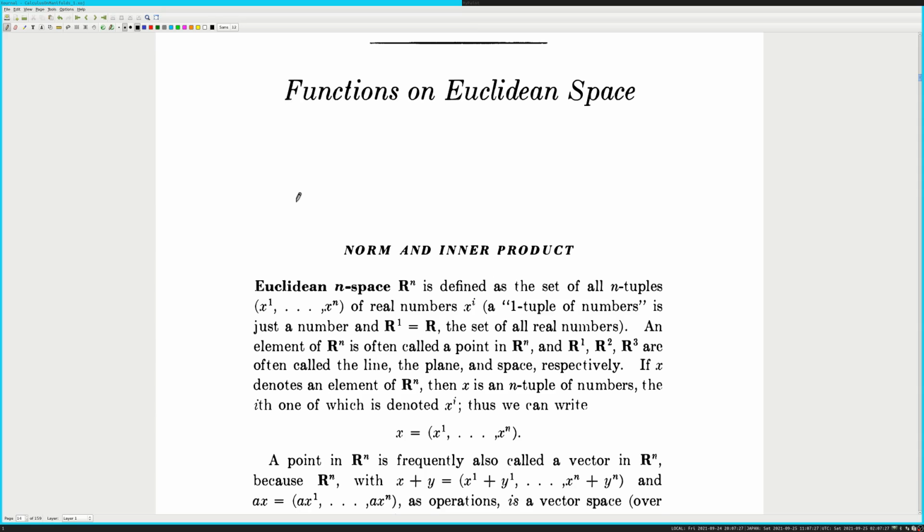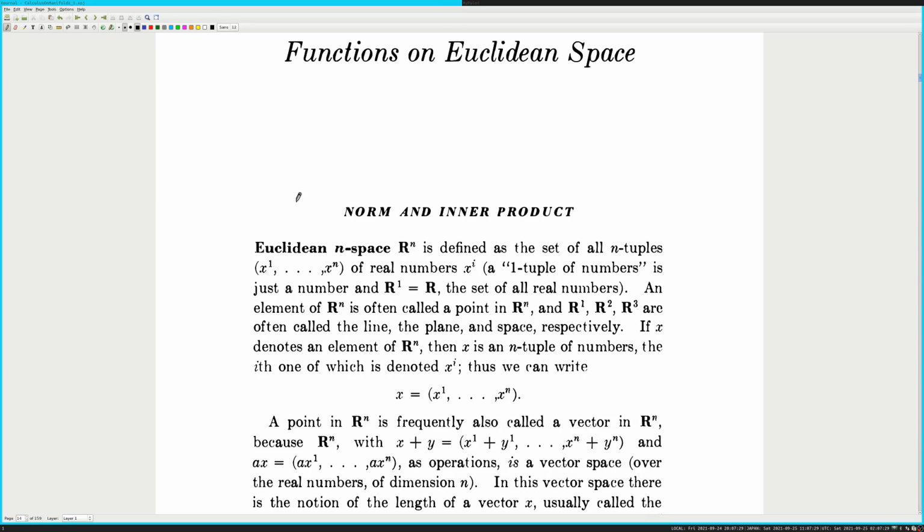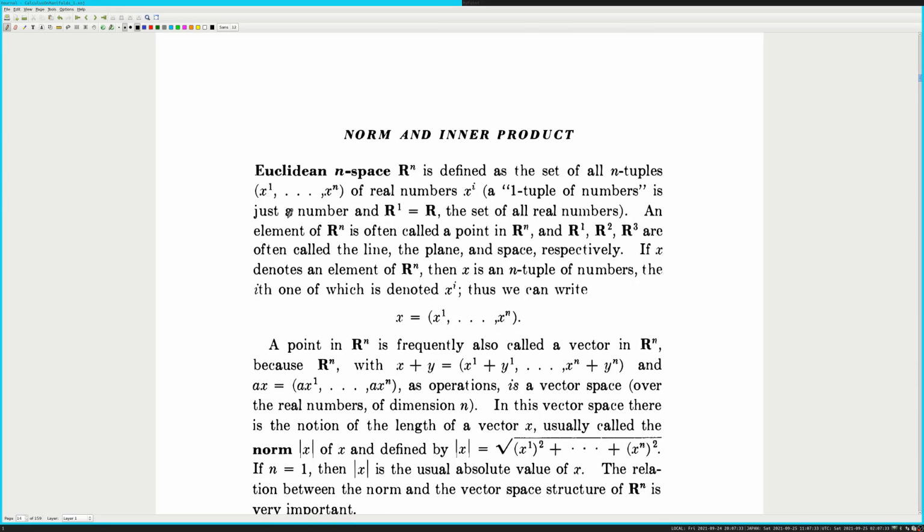the ith one of which is denoted x^i, thus we can write x equals x^1 up to x^n. A point in Rn is also frequently called a vector in Rn because Rn, with x plus y defined in the usual way, and scalar multiplication defined in the usual way as operations, is a vector space over the real numbers of dimension n.